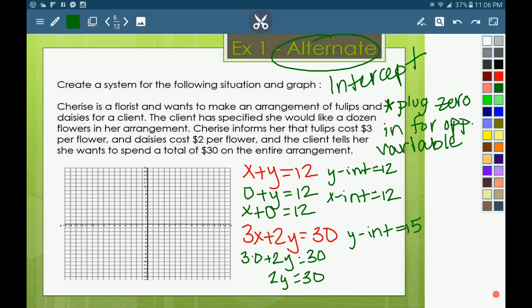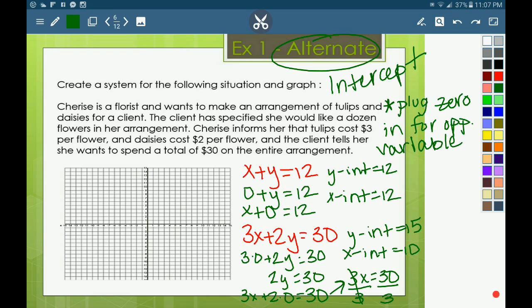Now I can do the same thing and plug 0 in for y. So 3x plus 2 times 0 equals 30. Well, 2 times 0 is just 0, so we have 3x is equal to 30. And if we divide by 3 on both sides, or we think about what times 3 equals 30, we get 10. So the x-intercept is equal to 10.